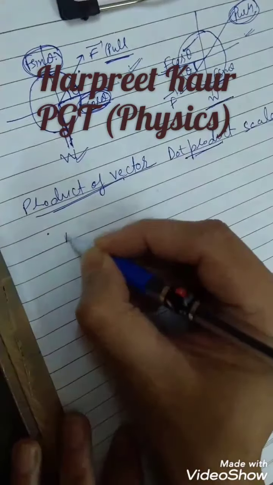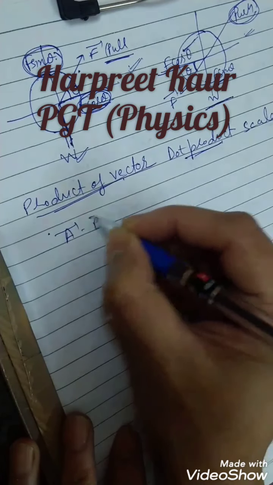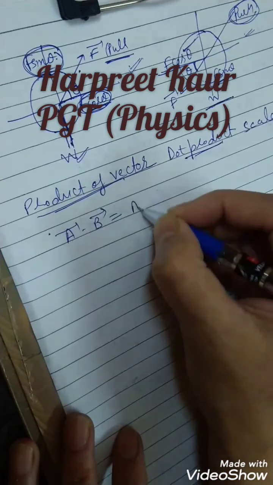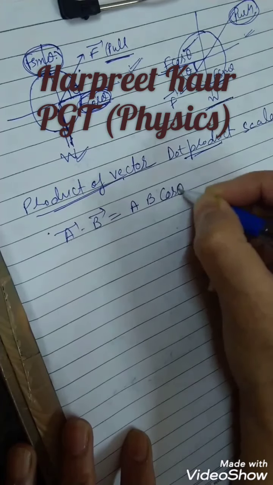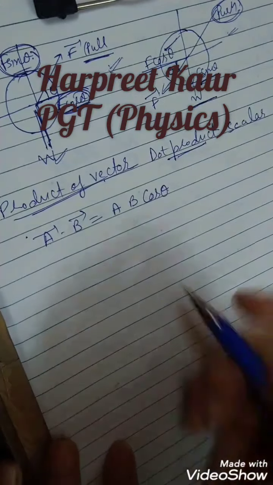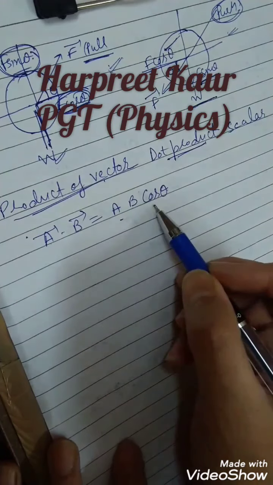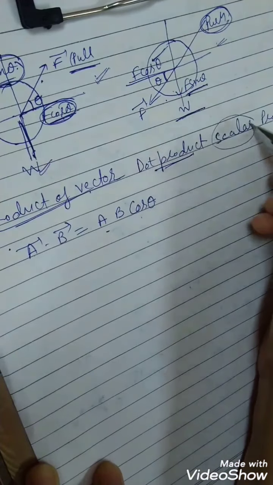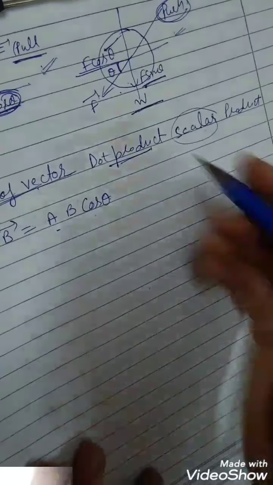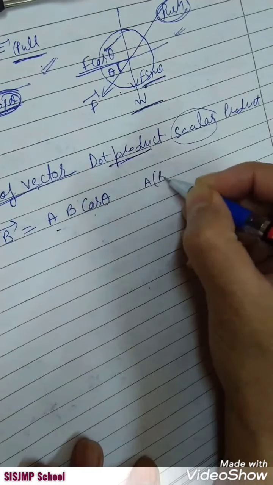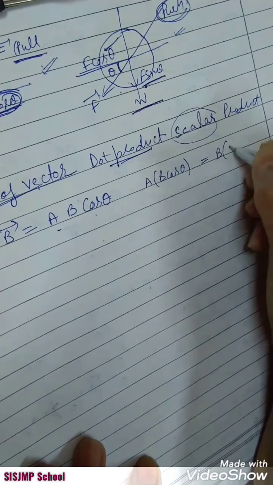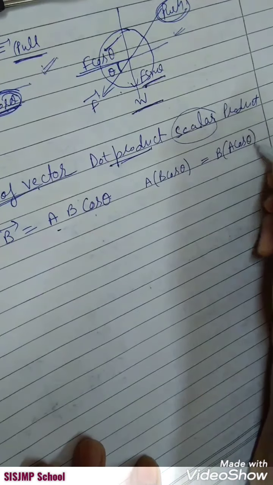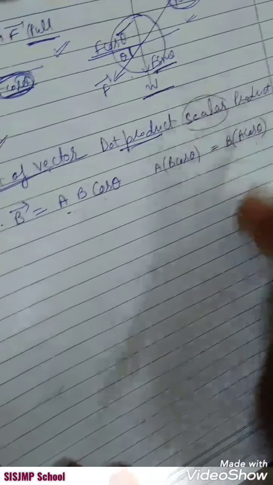This is written as A dot B, and it is the magnitude of A, magnitude of B, and cos of angle between them, and this gives the scalar quantity. So this is called the scalar product. We can also write it A B cos theta or B A cos theta. Again we have component of forces.